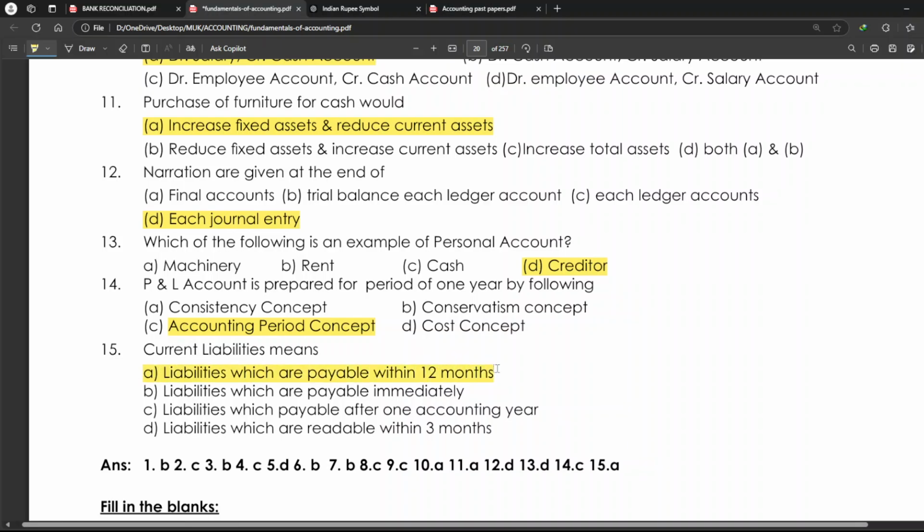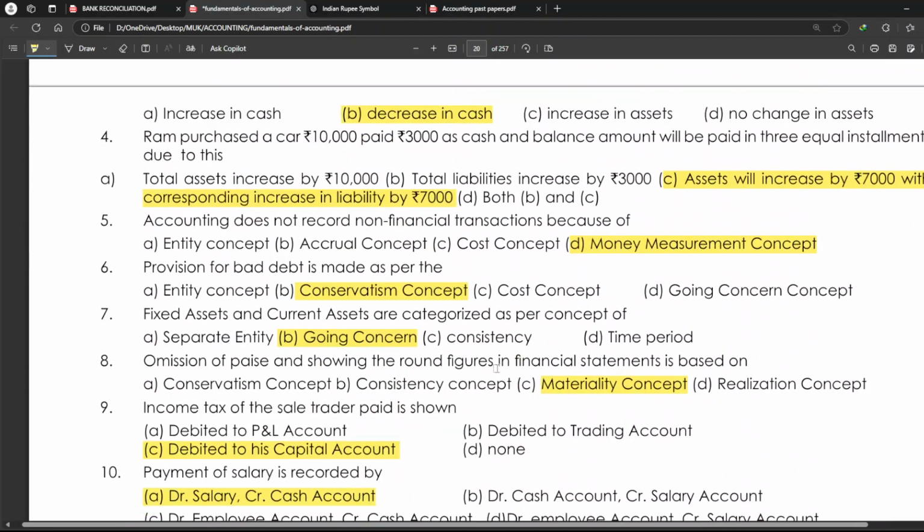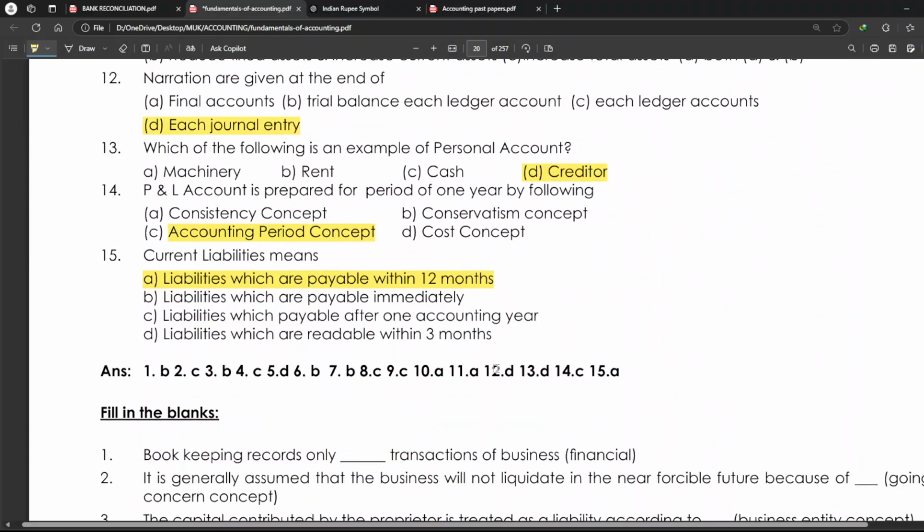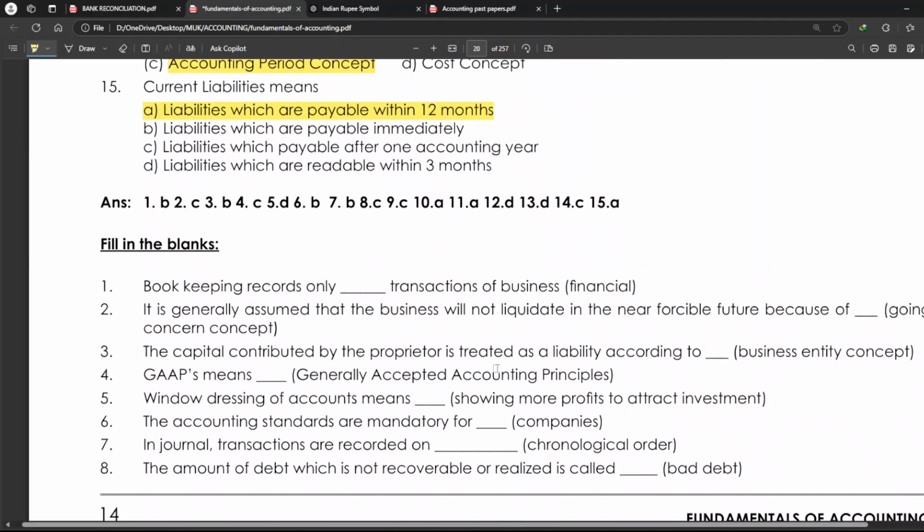And guys, that is what we have been doing all along. Just five more, five more. These ones we are just going to go through sharp sharp. Bookkeeping records only financial transactions. It is generally assumed that businesses will not liquidate in the near future. With which concept? The going concern concept, which says that the business will continue indefinitely.